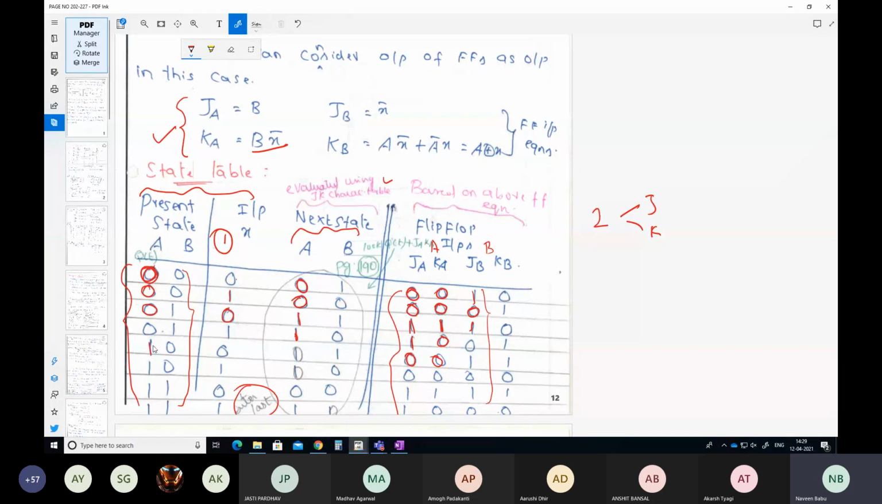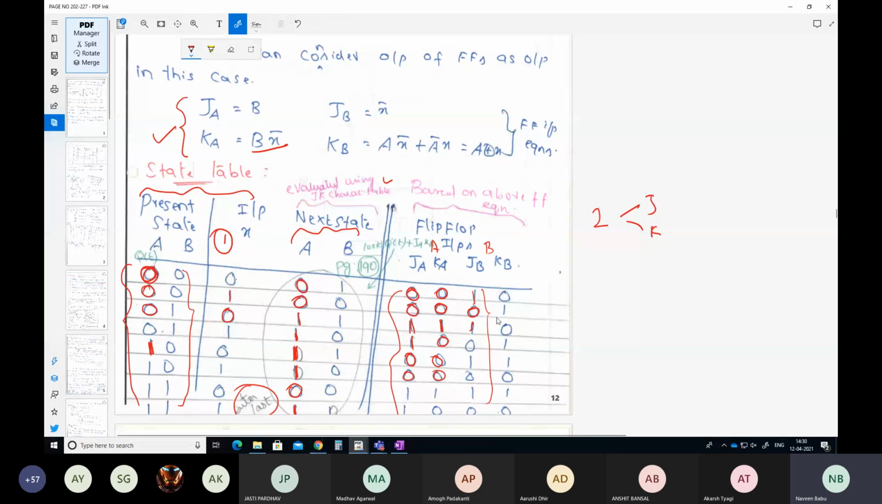No change means if this is 1 here, this will be 1. Maybe we'll make it 0. When it is 0, 0, there is no change, so it should be 1. When it is 0, 0, again there should be no change from your present state, so this should also be 1. Now when it is 1, 1, your 1 will get toggled, so this is 0. When it is 1, 0, I am setting my flip-flop.